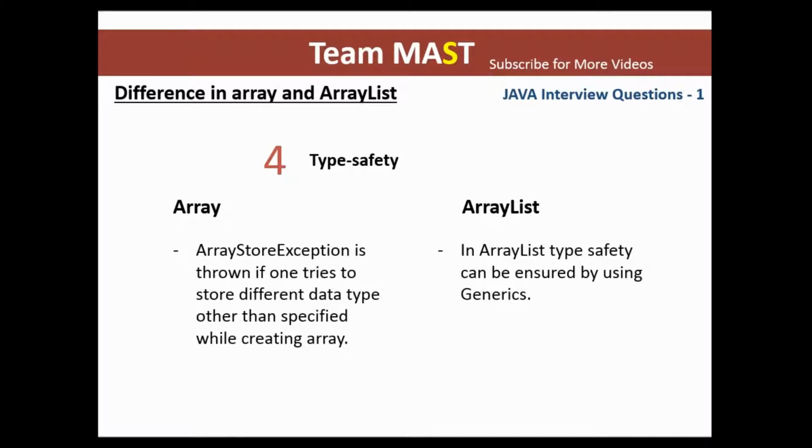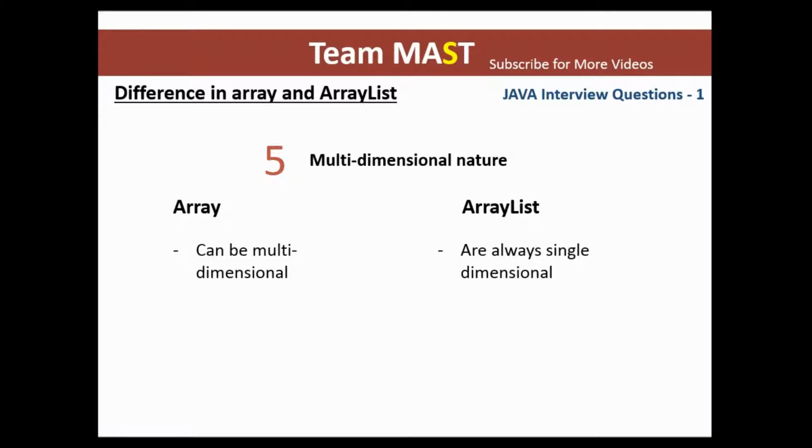But in the case of an array list, you can ensure that type safety is present by using generics. Next, here comes multi-dimensional nature. An array can be multi-dimensional, like a 2-dimensional array or 3-dimensional array, but in the case of an array list, it can only be single dimensional.